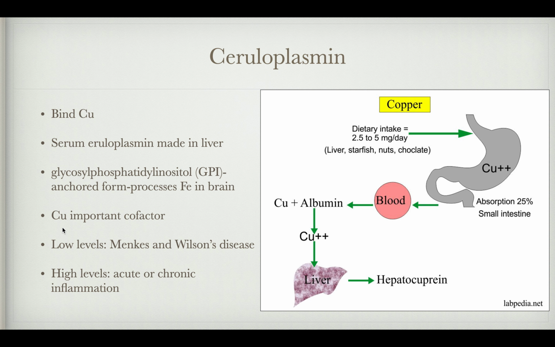So copper is an important cofactor. It has many roles in enzyme regulation, activation, signaling, and in low levels it causes Menkes and Wilson's disease, which we'll go through, and in high levels it causes acute or chronic inflammation. So this is the normal route of copper. So it's from liver, not just starfish, but shellfish in general, nuts and chocolate. So it goes in the stomach, absorbs in the blood, processed into the liver.